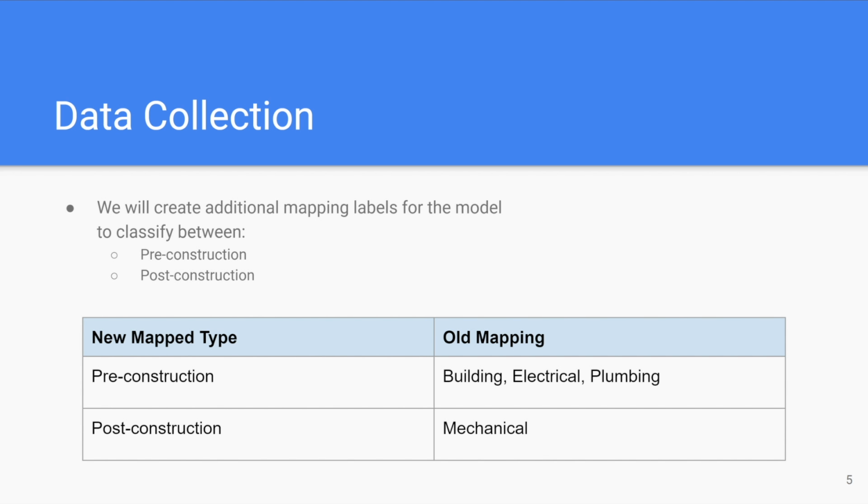After speaking with our mentor this past week, we will be creating an additional mapping to retrain the model and create a binary classification. We will be grouping the building, electrical, and plumbing types into a pre-construction label and the mechanical permit type into a post-construction label. Ultimately, this is because our mentor has pointed out that the most useful data for the Buildup platform users is to have primary knowledge of what stage a construction project is in. And having these classifications will give the user a clear picture of such.